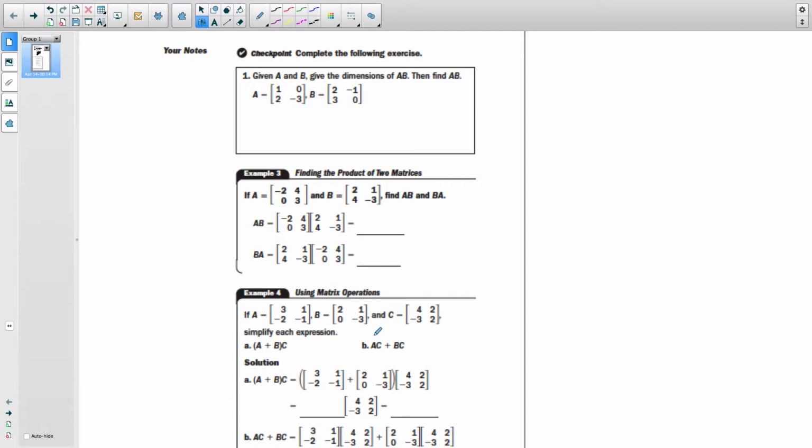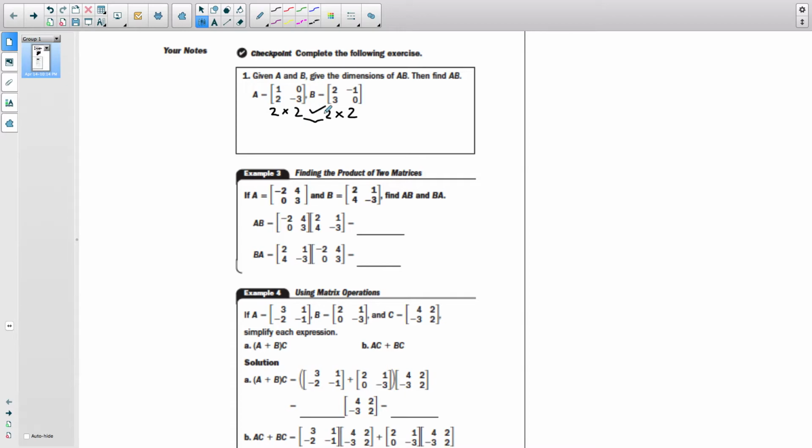So first we're going to find the dimensions of what AB would be. So in order to do that, we're going to write out the dimensions. So it's A times B. So A is first, so I'm going to write out the dimensions of A first. So this would be a 2 row by 2 column matrix. Dimensions of B, 2 rows by 2 columns.